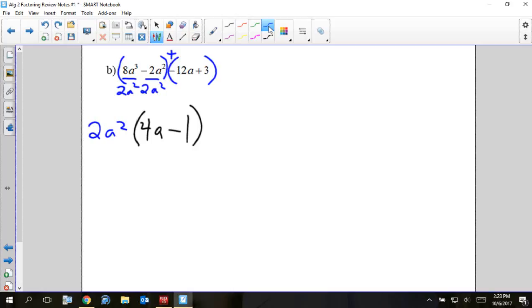Now the next parenthesis, what GCF, what greatest common factor, could I take out? 3? Okay, I'm going to take out 3. If you are using a pen, do not do it, because it's going to be wrong. But I'm going to show you why it's going to be wrong, okay? And then I can erase. So I'm going to take out a 3. And when I take out that 3, what's negative 12a divided by 3? Negative 4a. And what's plus 3 divided by 3? 3 divided by 3. 1.